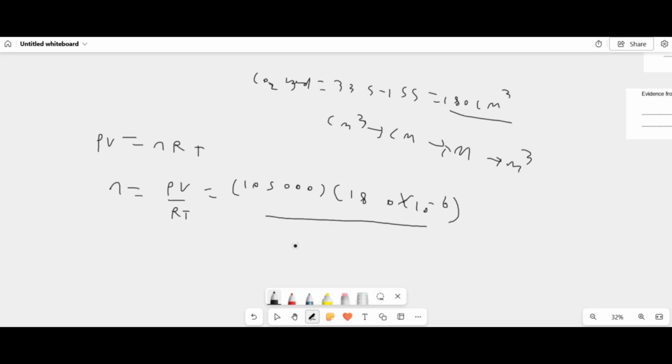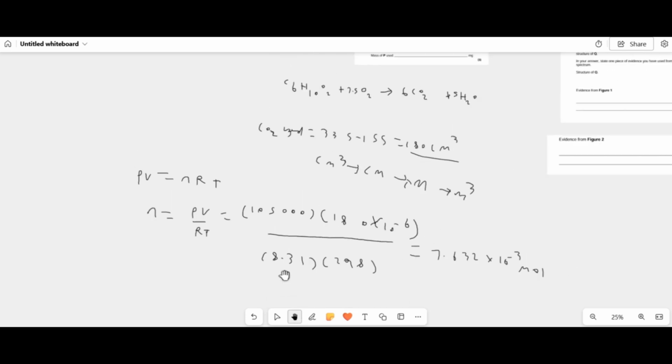Alright, so what you want now is R, which is just standard, that's 8.31. And then T is 298 Kelvin. Put that in the calculator, and we're going to get 7.632 times 10 to the power minus 3 mol. That's moles of CO2 produced. That's the amount of moles of CO2.